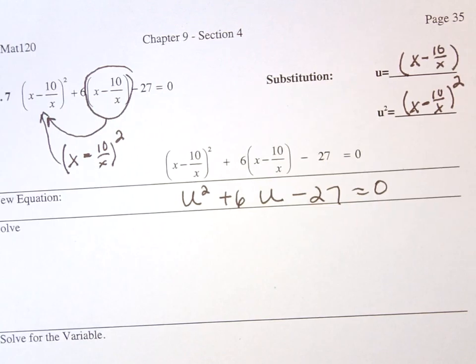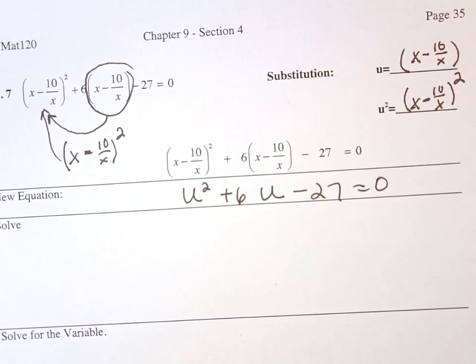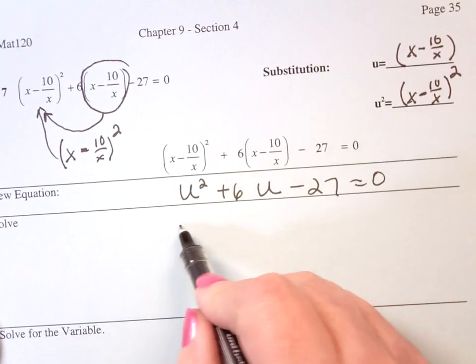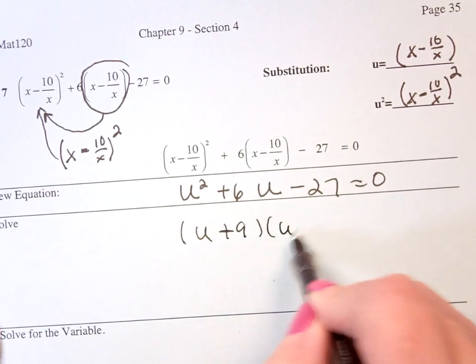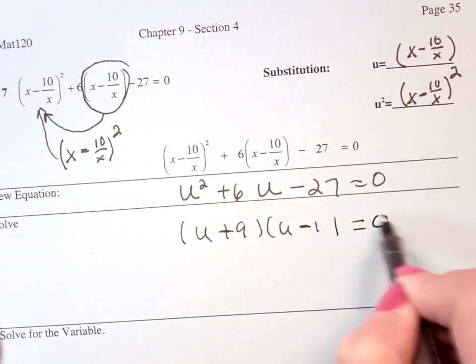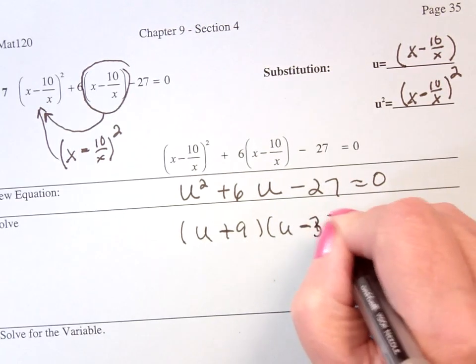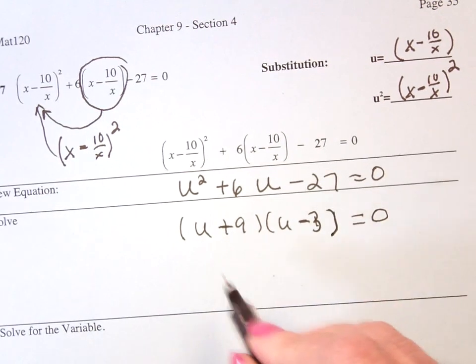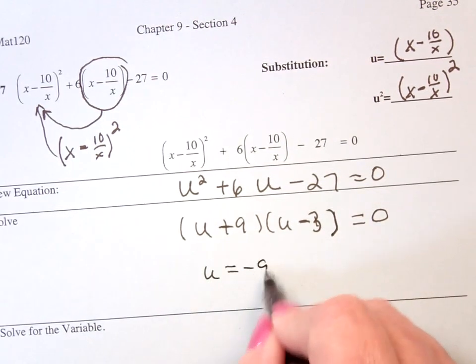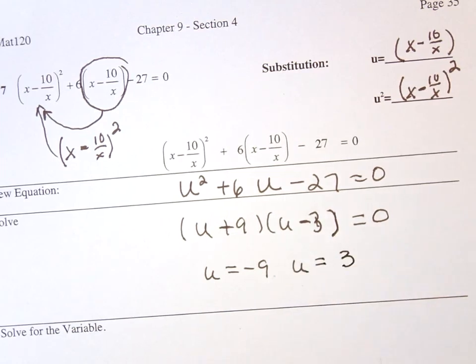That problem is doable. The one above, because it's got so much stuff going on, it can be a little scary. This factors into u plus 9, u minus 3. I knew that. I know that. So that u is minus 9, u is plus 3.